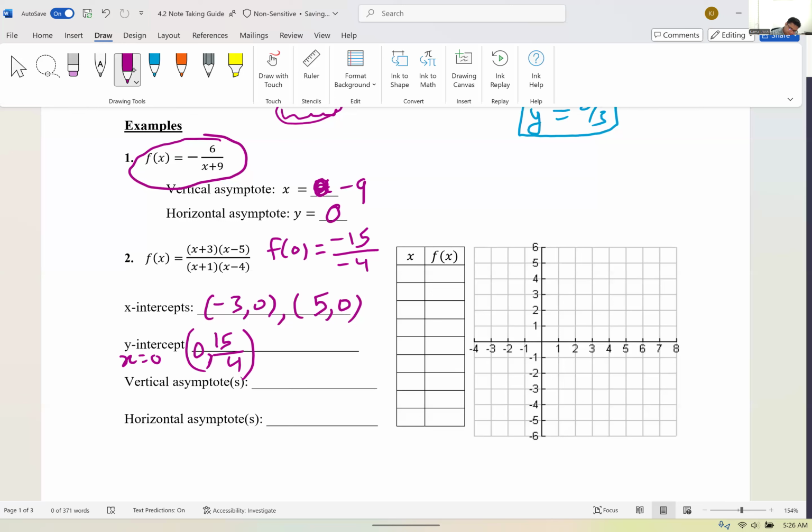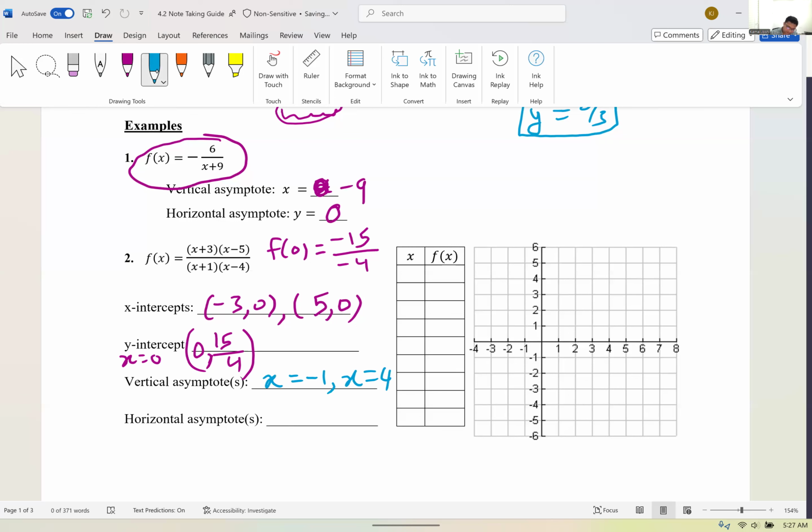Vertical asymptote is when the denominator is 0. So x equals minus 1 and x equals 4. And these factors do not cancel with the numerator, right? So we get asymptotes.